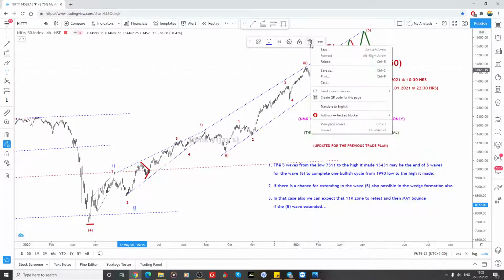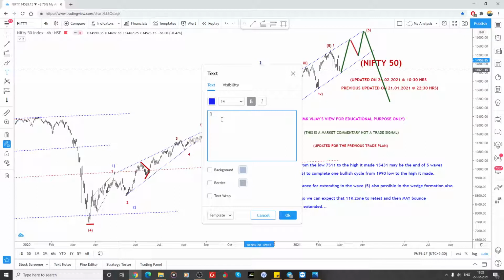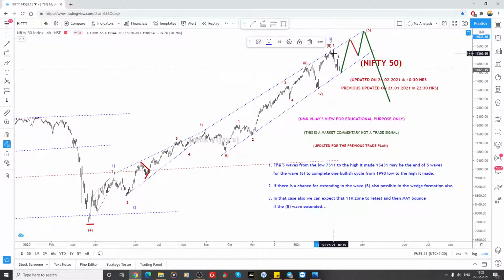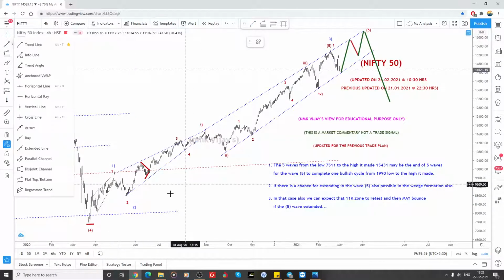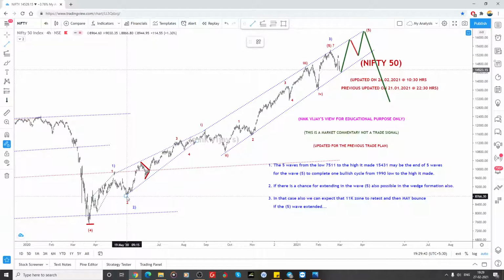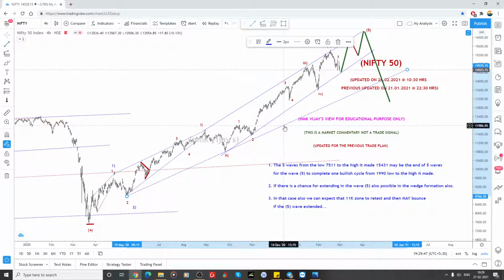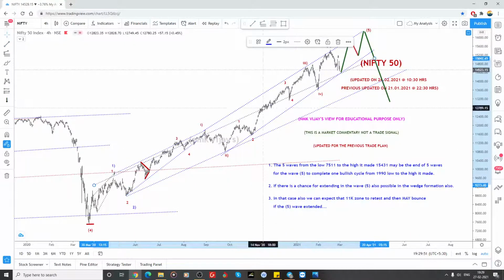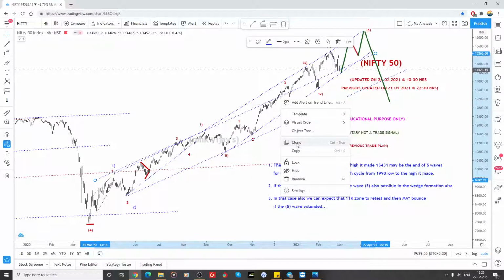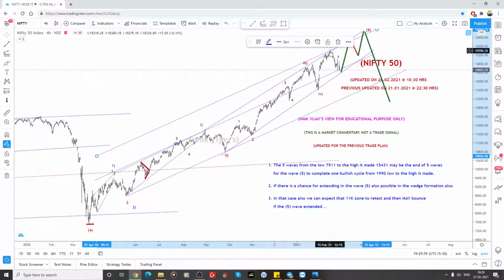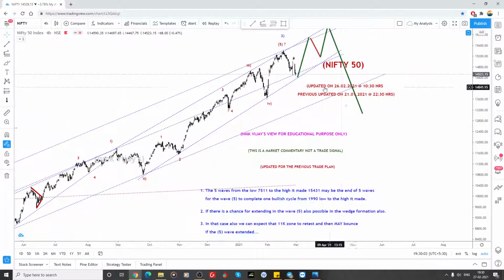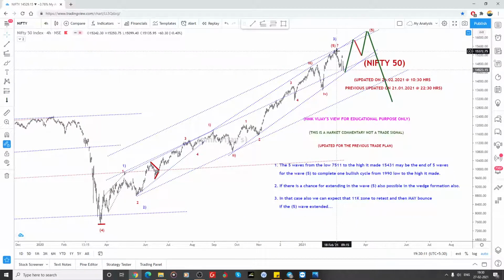Previously I marked that wave 3 ended here, and I'm expecting wave 4. For wave 4, I create one channel and clone it, place it at wave 1, and close it at the high it made. Here what I expected as a three-wave structure, it did exactly that, the rejection. Whether the third wave ended here and we are in the fourth wave, I'm expecting the 13600 zone, and then again the fifth wave.